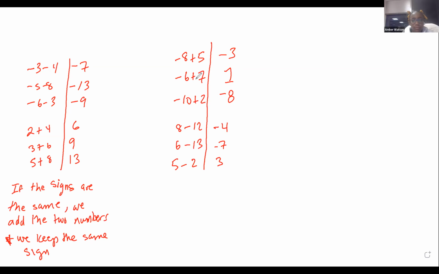Which number has the highest absolute value? 7. Look at our answer. What is the sign? Positive. Right? Let's look at this. Which number has the highest absolute value? Negative 10, not just 10, negative 10. And what's the sign of our answer? Negative 8. Negative, right?